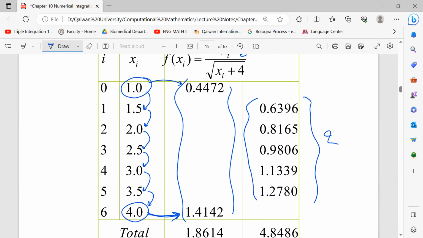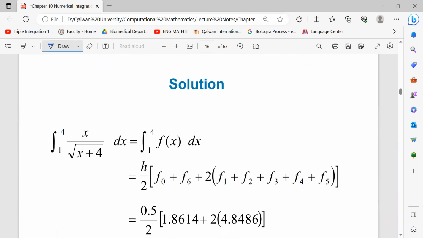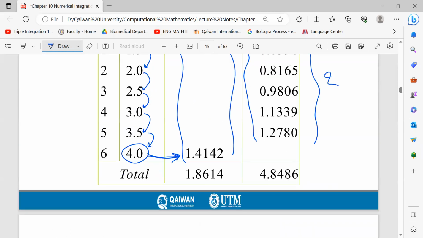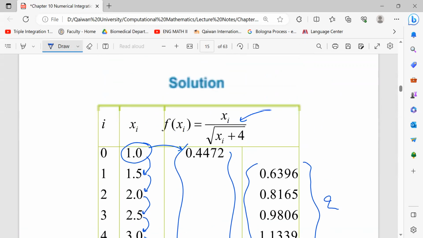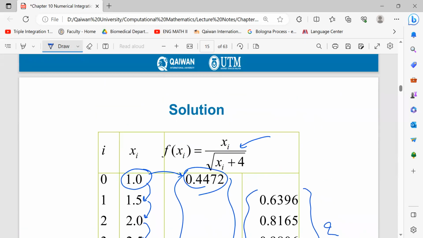Look, we say the integration is this one, which is h over 2 times f0 plus f6. This is f6 because it's the evaluation of x6. This is f6 and this is f0. This is f1.